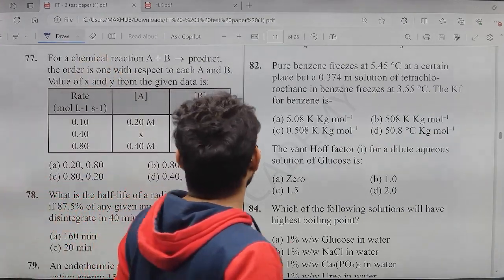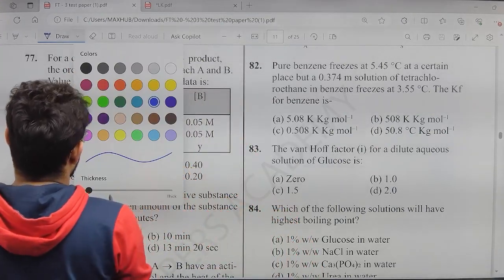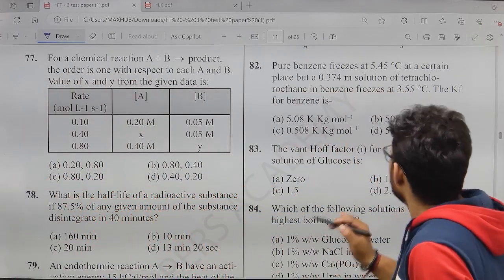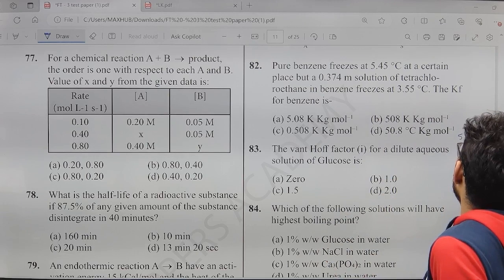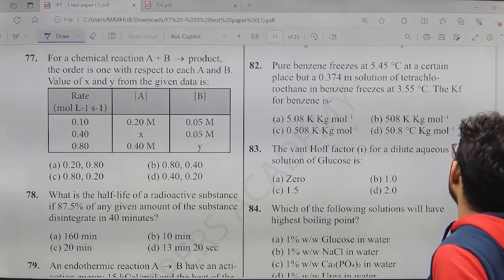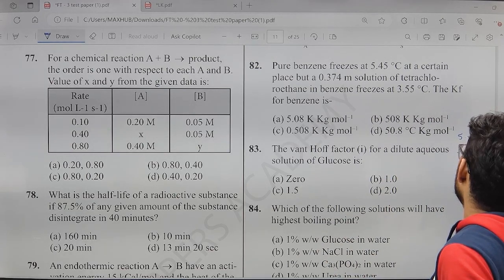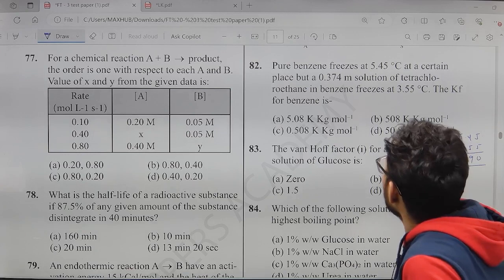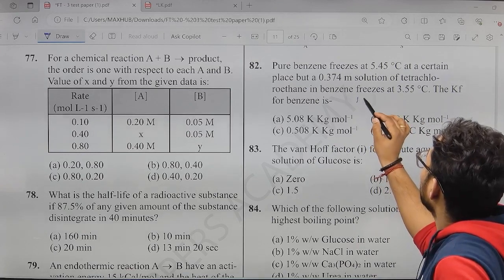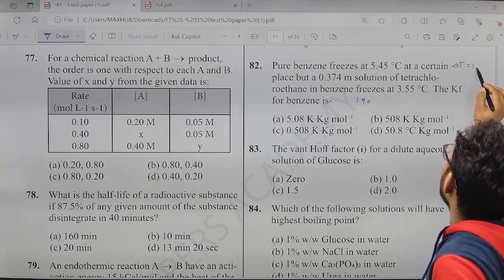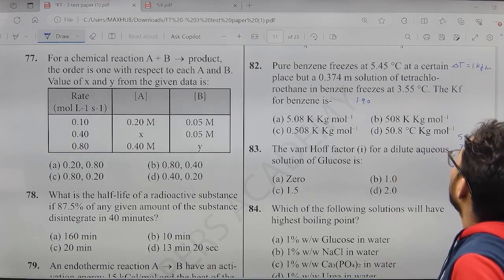In this question, if you will see, 5.45. What is the change? 5.45 minus 3.55, 0.14 minus 5.9, it is 1.90. So 1.90, we know the formula delta T is equal to i Kf m, right?